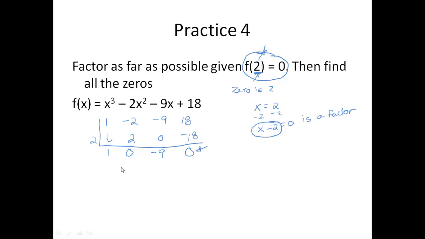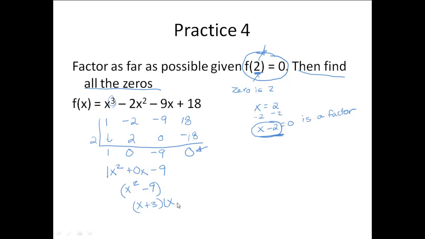So now we need to go back and we need to rewrite this equation. So I'm going to have 1x squared because I had to drop the degree of my original by 1. And then I'm going to have plus 0x's minus 9's. Well, that would really just be x squared minus 9. It says then find all the zeros. Well, first we have to factor it as far as possible. So right now, I have an x squared minus 9, and I have this x minus 2 from before. Well, x squared minus 9, I can factor that farther. It's the difference of 2 squares, so it's going to be x plus 3 and x minus 3.